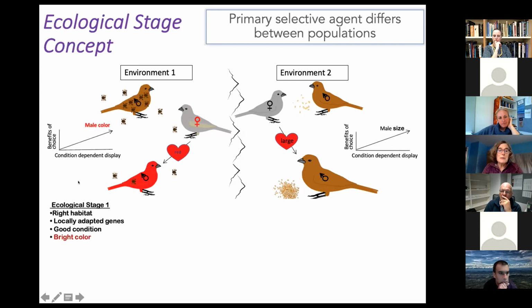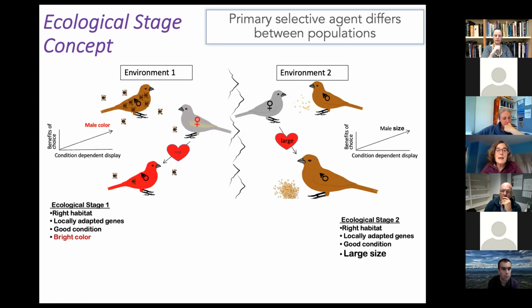And basically what's going on is that you've got in ecological stage number one, under parasite selection, males who are in the right habitat have locally adapted alleles. They can be in good body condition and express bright red color. Contrast that with over here in the other environment or ecological stage. Again, males are in the right environment, they have the locally adapted alleles, they can be in good condition and therefore express the large body size. So this all happens in allopatry.